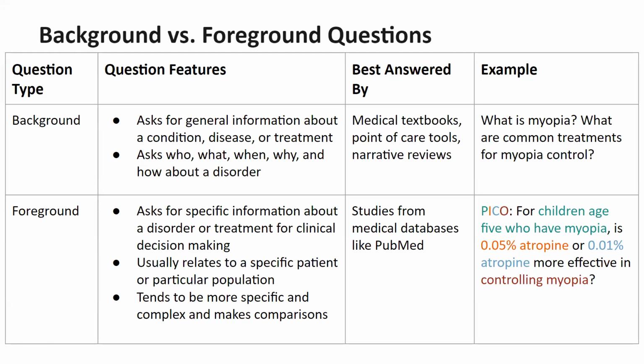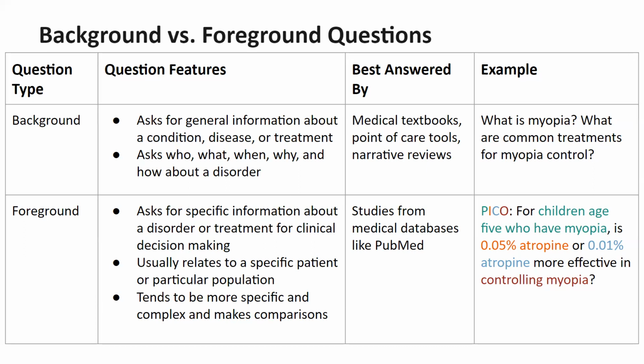Background questions are things that you need to know in order to understand the basics of your topic or to get a general understanding of it. For example, you might want general information about a condition, a disease, or a treatment. These questions might ask who, what, when, where, why about a disorder. For example, we might ask, what is myopia?